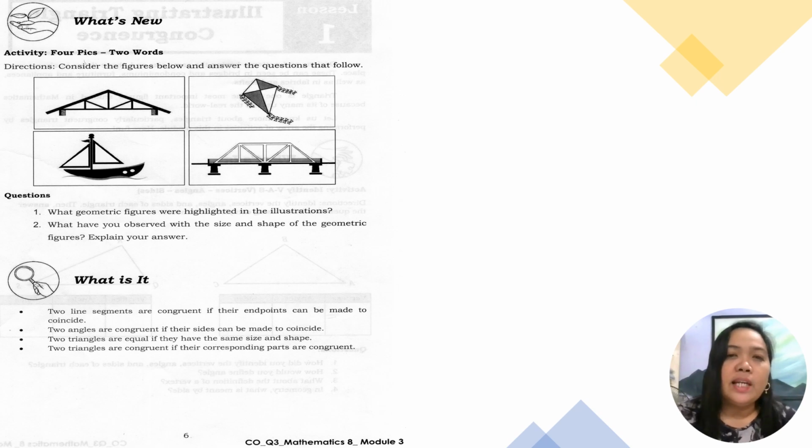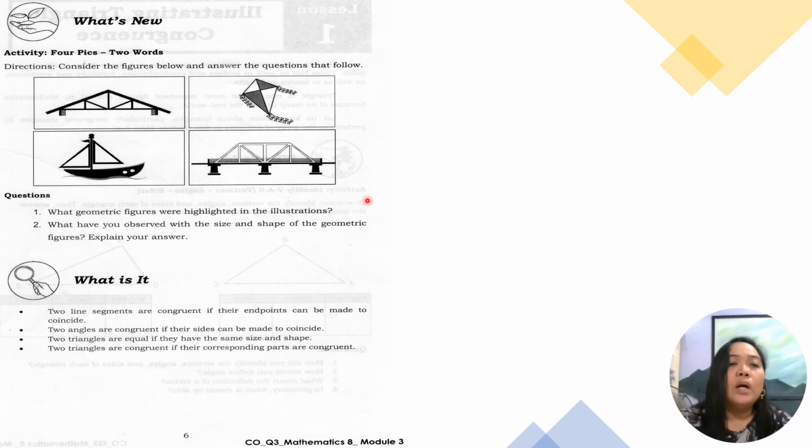Now let us proceed to what's new. On page 6 of your SLM, you are going to do the activity entitled 4 Picks 2 Words. The direction says, consider the figures below and answer the questions that follow. Given the 4 pictures or figures, analyze them and answer the questions that follow.